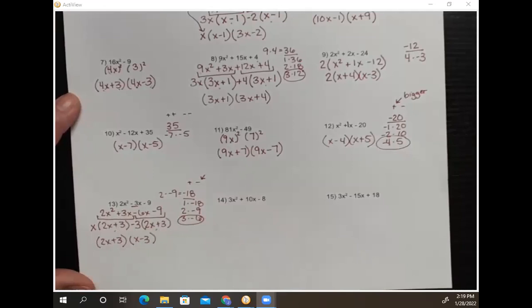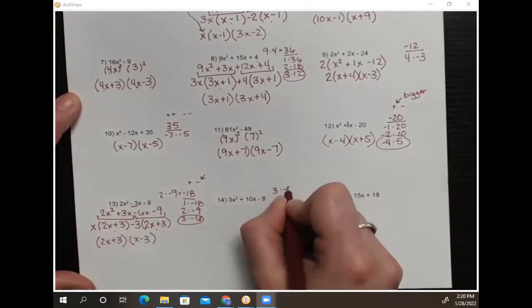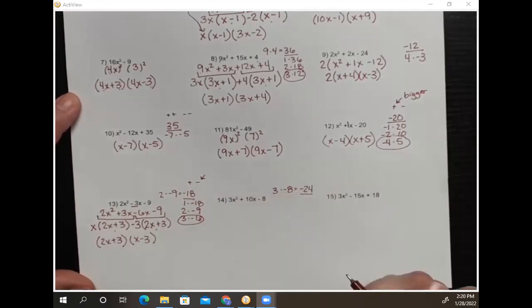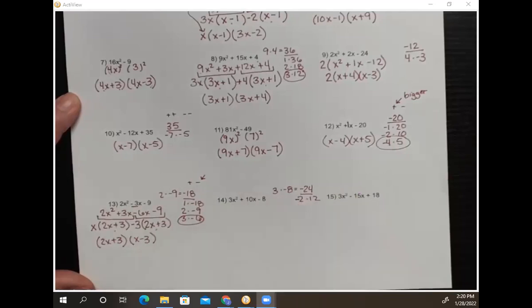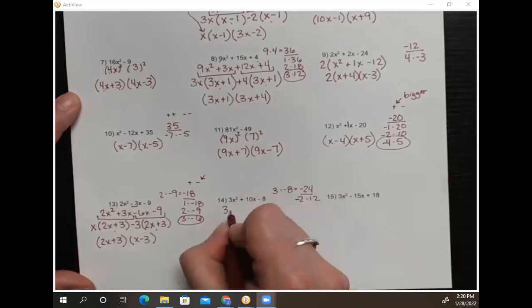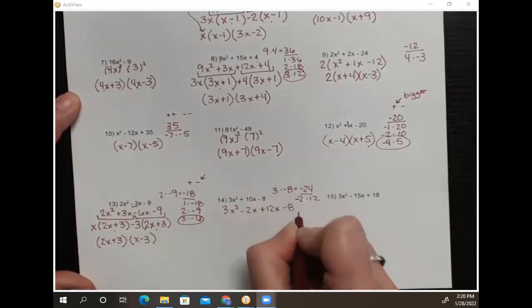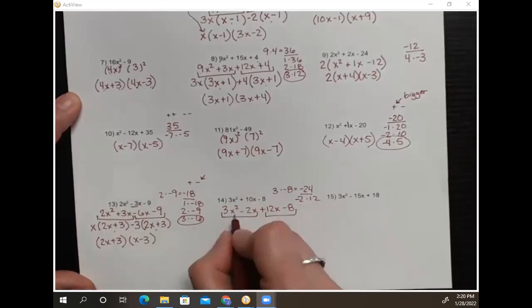Number 14. Again, as always, start by looking for GCF. No greatest common factor among all these terms, so I'm going to use AC method. 3 times -8 is -24, and I want factors of -24 that add to 10. This is going to be 2 times 12, and since I want positive 10, my factor of 2 will be negative. So 3x squared minus 2x plus 12x minus 8. Split this up into groups of 2. The GCF for my first group is x. That leaves me with 3x minus 2.